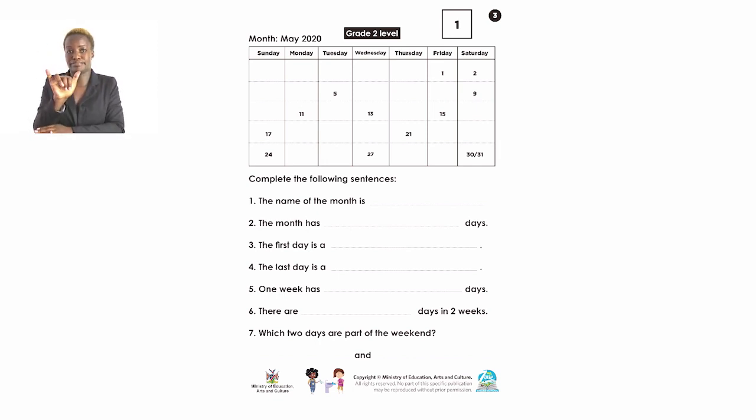The second one will be: the month has blank days. How many days does the month of May have? Can you help me with that, Landre? The days of the month. Then you look at the number of the dates that we have. What is the last number there? 31. 31, eh? That's correct. It's 31 days. So for the rest of the worksheet, 3, 4, 5, 6, and 7, I would like you to complete that at home. And remember to have a calendar with you to help you.